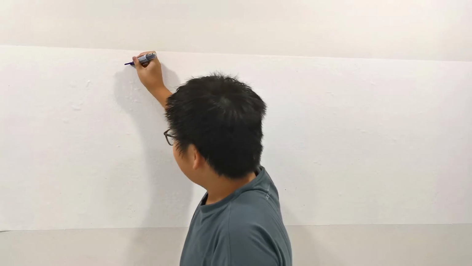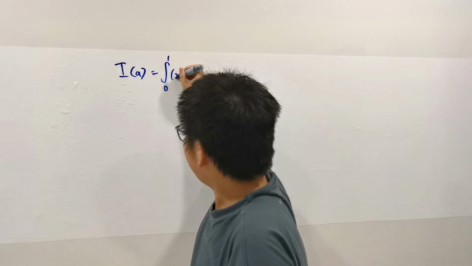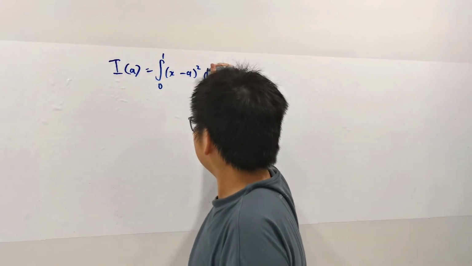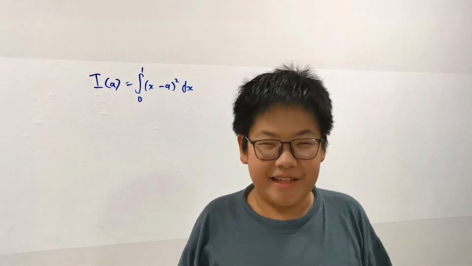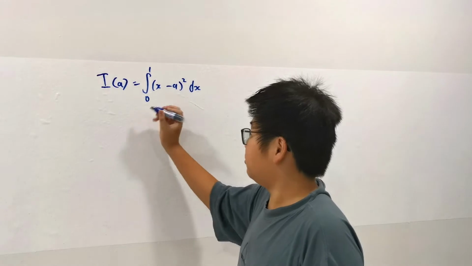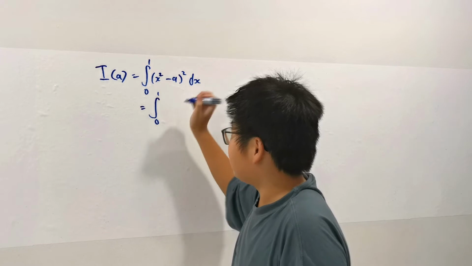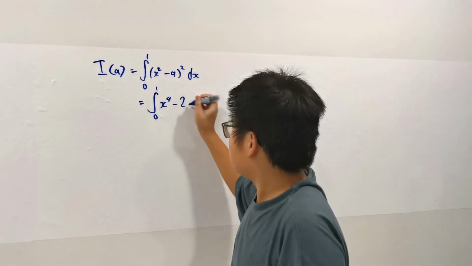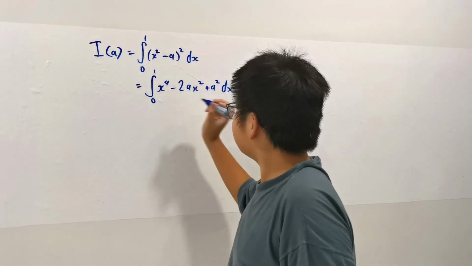Today we are going to conquer an MAT question from the realms of 2009. Our question is based on the integral I(a), where it is the integral from 0 to 1 of (x minus a) squared dx. Now we need to find the smallest value that I(a) can equal. First, let's expand the brackets and then do some integration. Actually, it's x squared, x to the 4, minus 2ax squared, plus a squared dx.